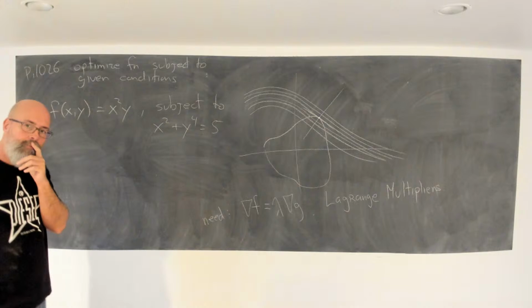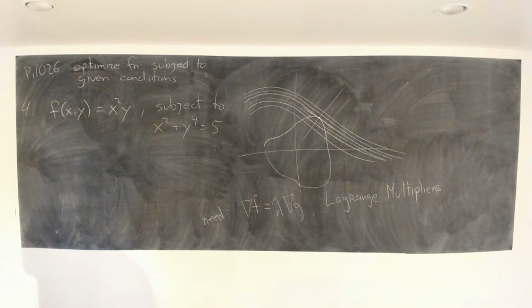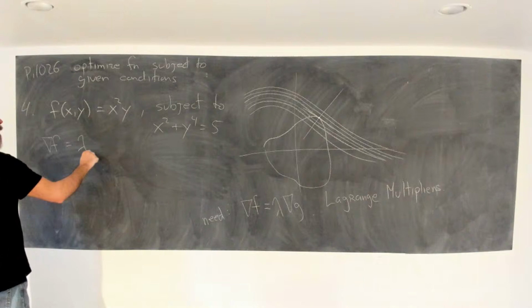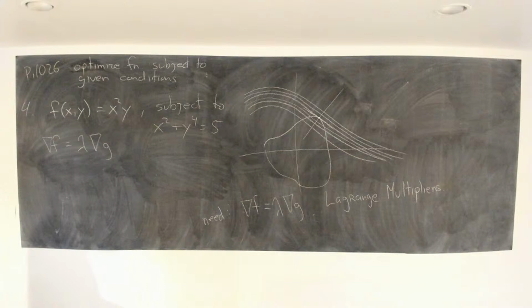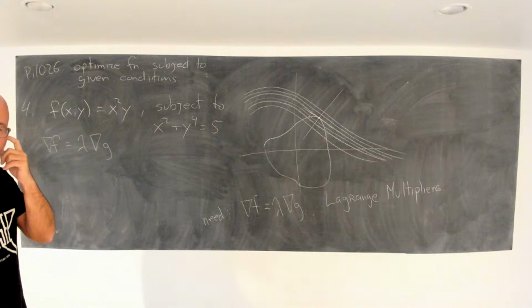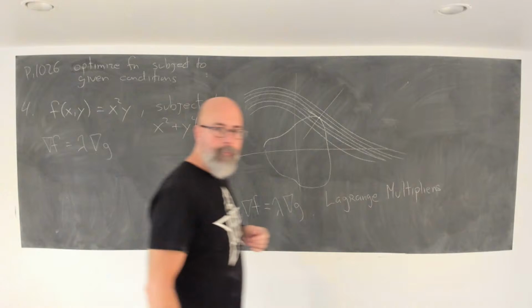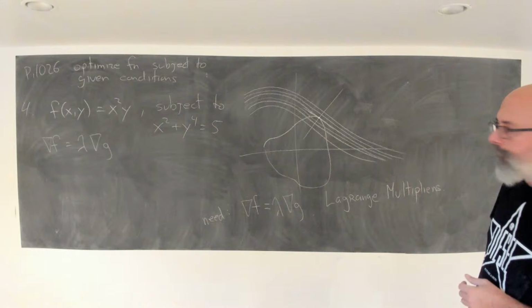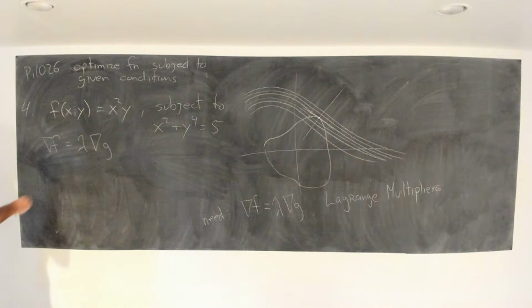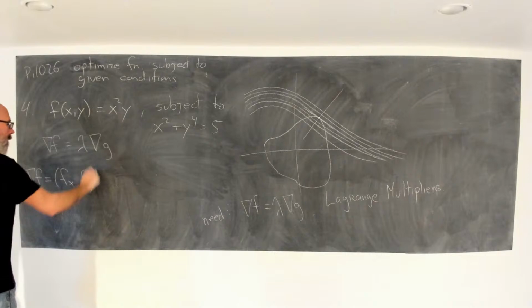So let's see this in practice. What do we want? We want the gradient of f to be a multiple of the gradient of g. The gradient of f is the normal line to the level curve, that's right. Well, we'll see what happens. So what is the gradient of f? The gradient of f, which is df/dx, df/dy, in this case is 2xy and x squared.